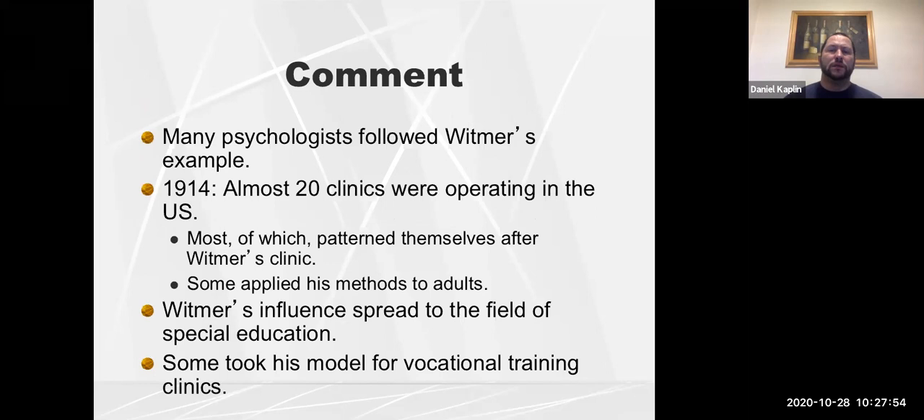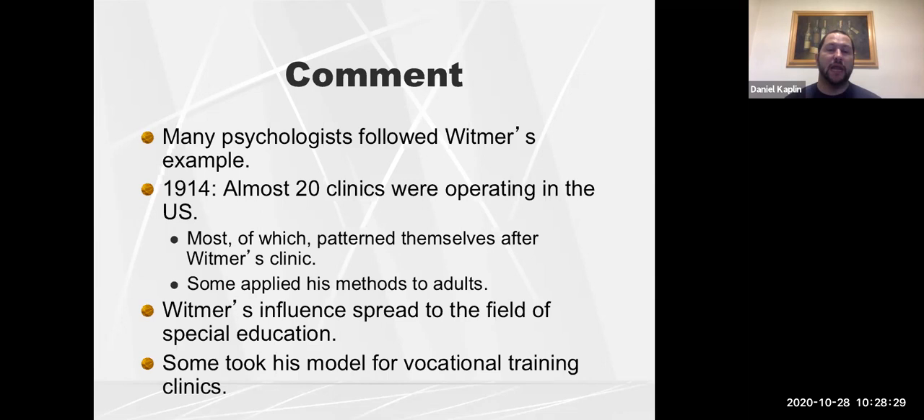All right, just a thought though. So following Whitmer, many psychologists followed his playbook, right? He wrote the playbook. By 1914, there were 14 clinics operating in the United States, most of which patterned themselves after Whitmer. Whitmer, as we know, focused a lot on childhood and school-related problems. So some of these clinics extended treatment to adults, and that was quite profound, right?